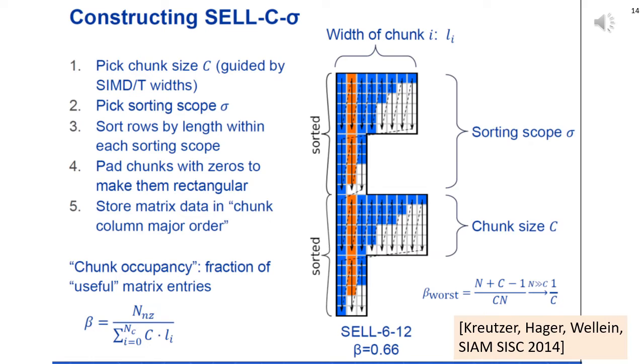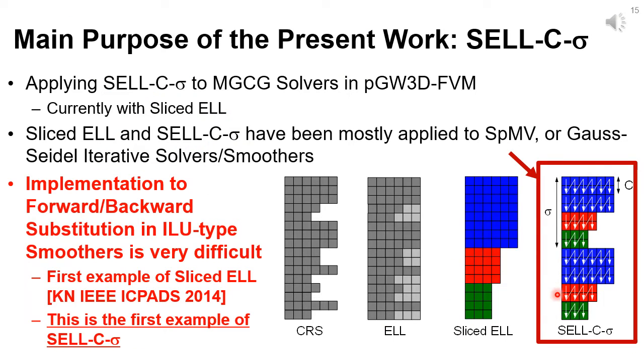In Cell C-sigma, C, the chunk size, corresponds to the SIMD width, and sigma, the sorting scope, is specified according to the distribution of the number of non-zero off-diagonal components at each row of the sparse matrix. This figure describes an example where 4 chunks with chunk size equal to 2 form a single component. This is called Cell 2-8.